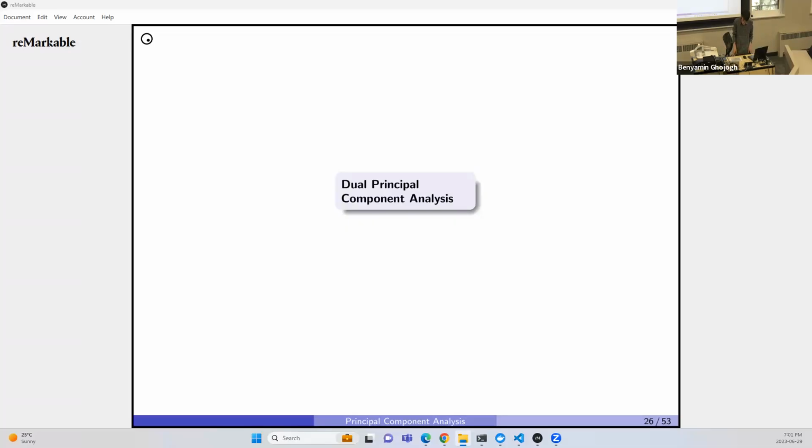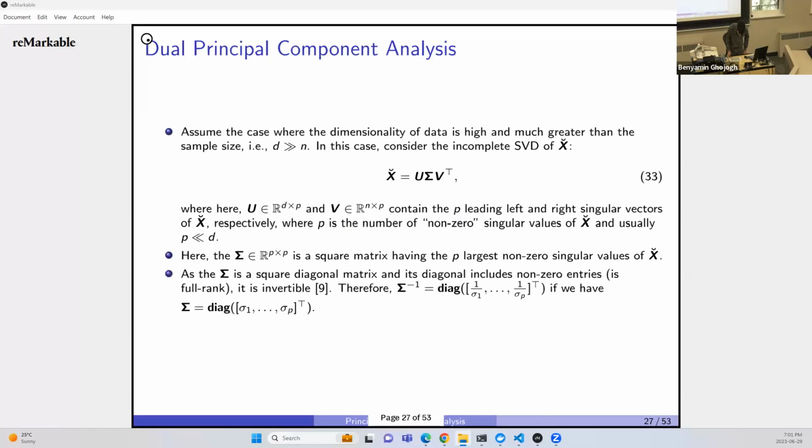So let's continue where we ended up. So dual PCA. We talked about PCA and now dual PCA. Assume the case where the dimensionality of data is high. So what does it mean? D is very large. As D is very large, it means that D is much greater than N, the number of points.